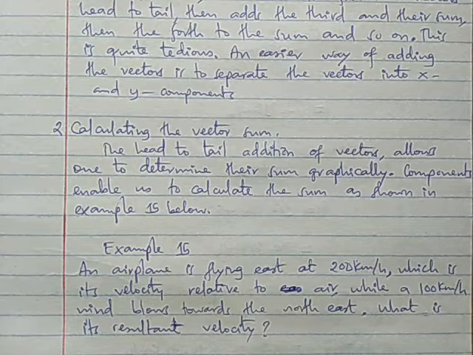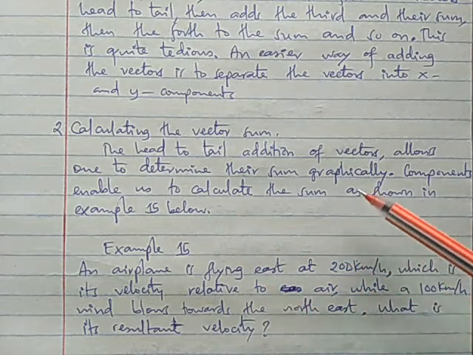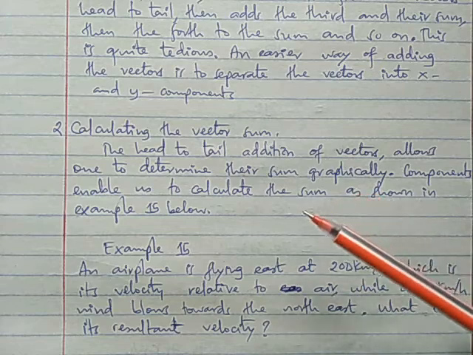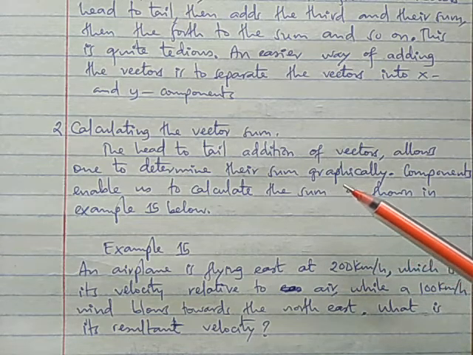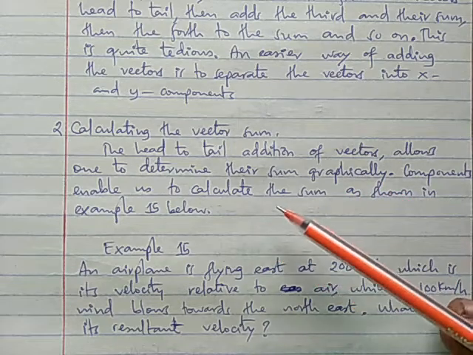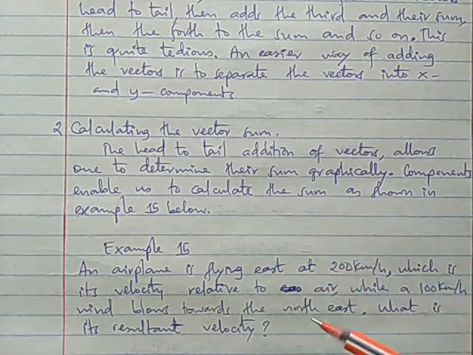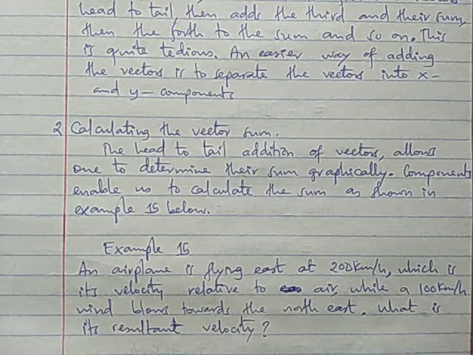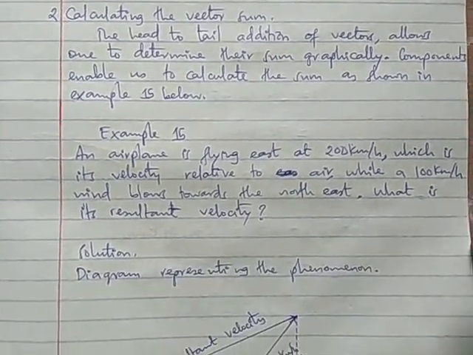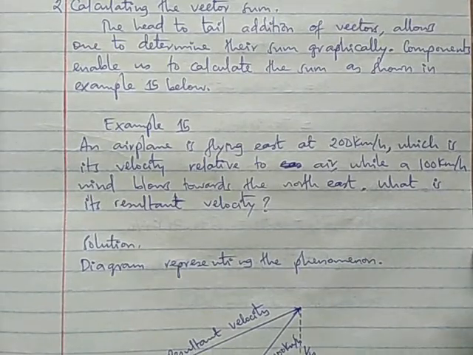In this part, we are saying that the head to tail addition of vectors allows one to determine their sum graphically. Components enable us to calculate the sum as shown in this example. So in the example we will see how we can use components of vectors to calculate the vector sum of several vectors.